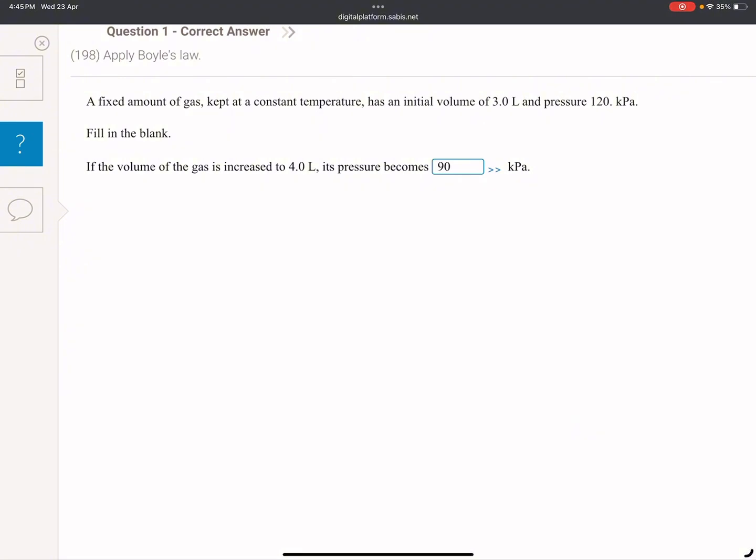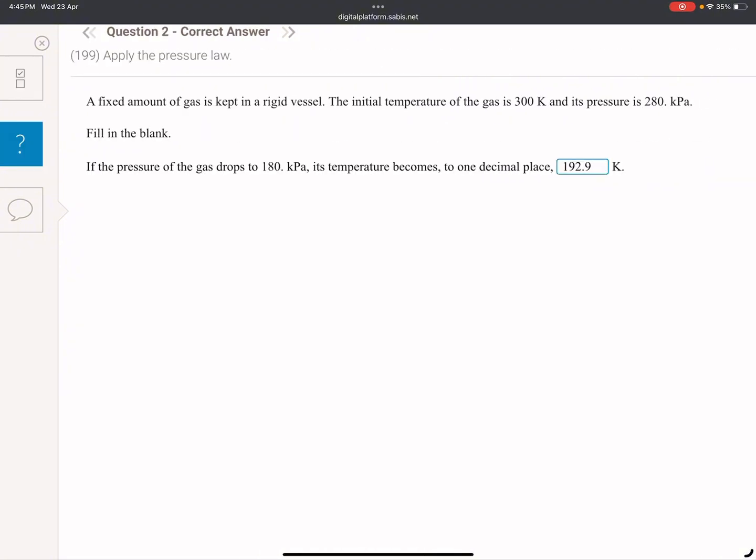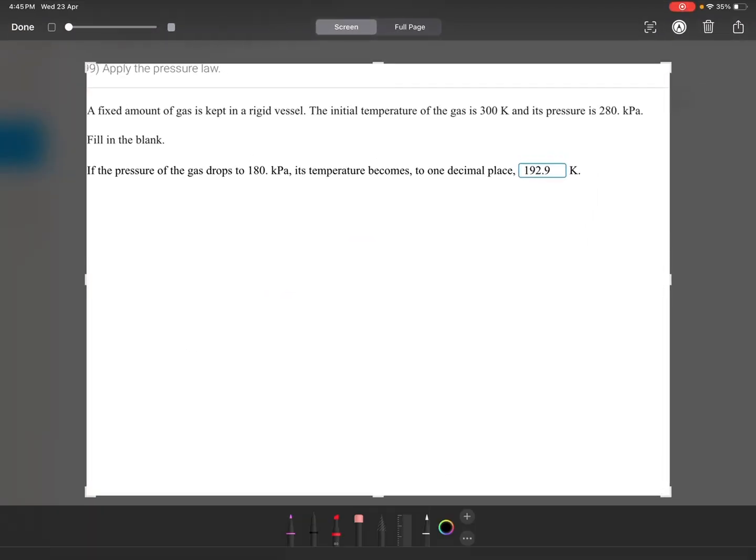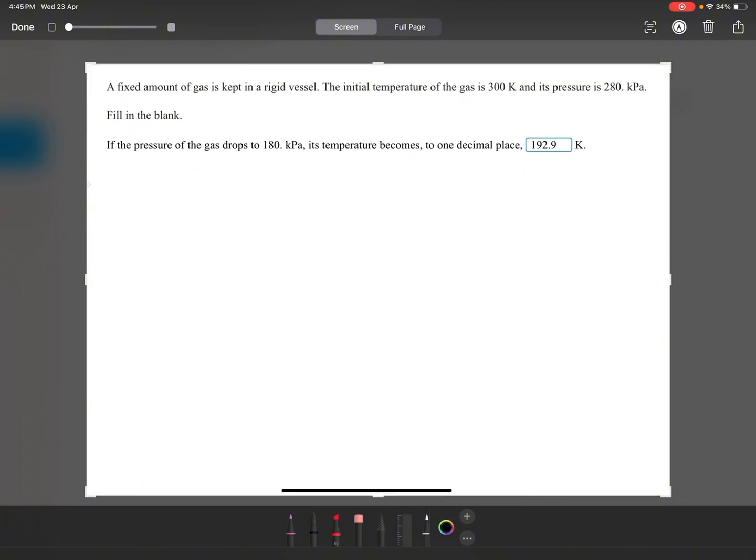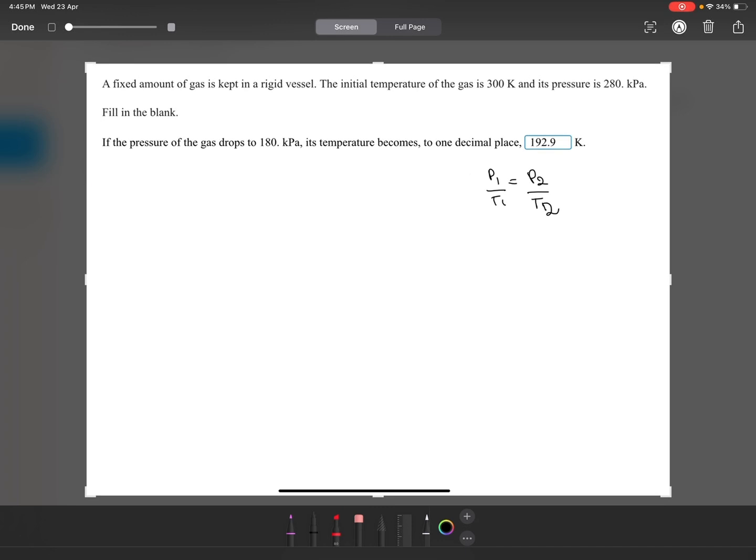Moving on. Okay, so a fixed amount of gas is kept in a rigid vessel. The initial temperature of the gas is that. Okay, so the formula we're going to use for this is P1 over T1 equals P2 over T2. You have to recognize which formula to use, because here they gave you pressure and temperature, so you're going to use this. If they give you pressure and volume, use the other formula, or temperature and whatever, you have to know how to recognize it.